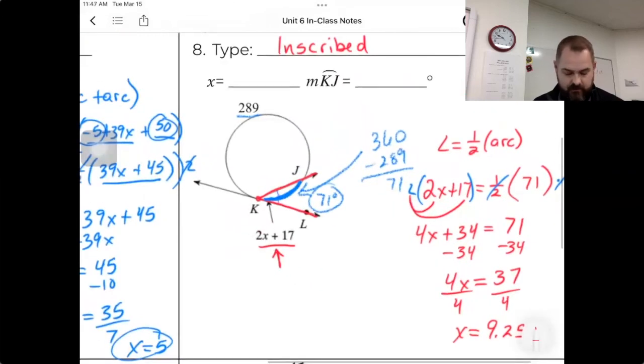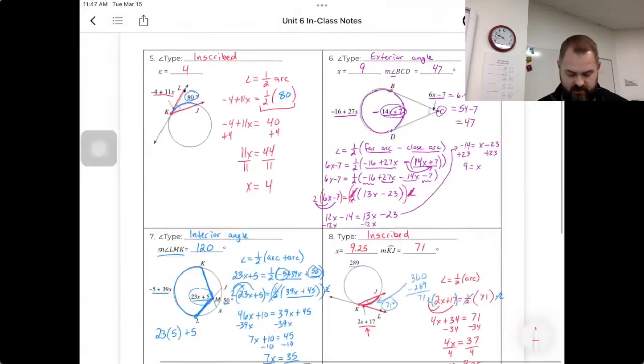I can plug that in here, 9.25. But to find the measure of arc KJ, you actually don't need to plug in. We've already found that as part of the problem. That was 71, so I'm just going to write my answer there. Okay, so moving forward, sorry, I kind of showed you the answer there.